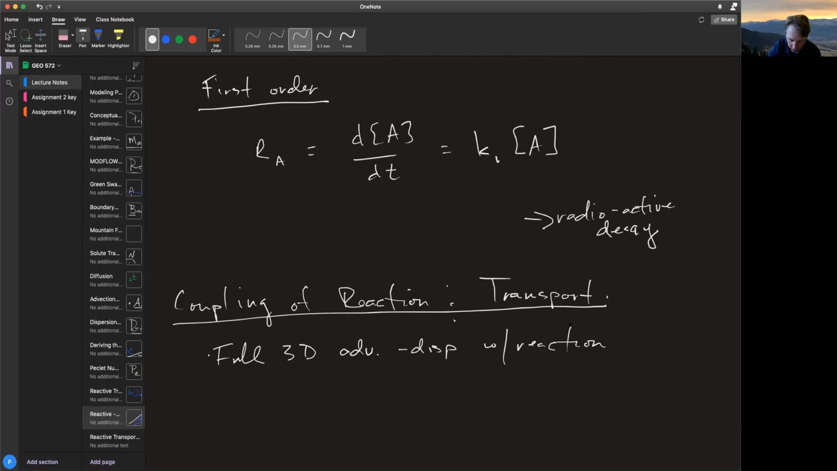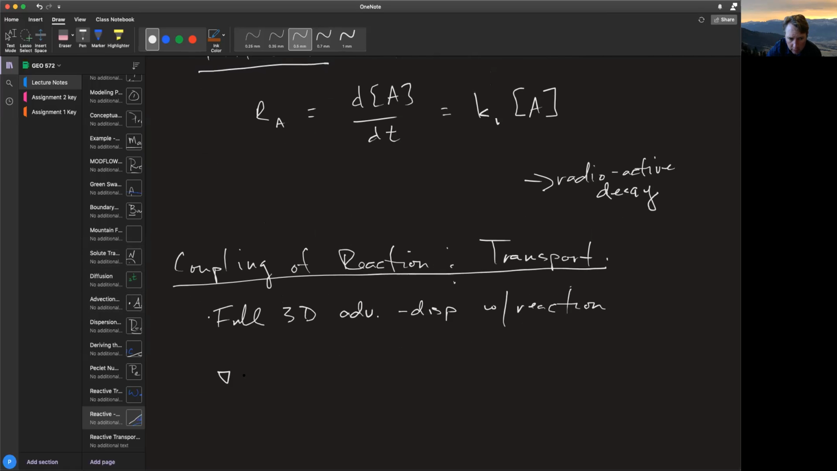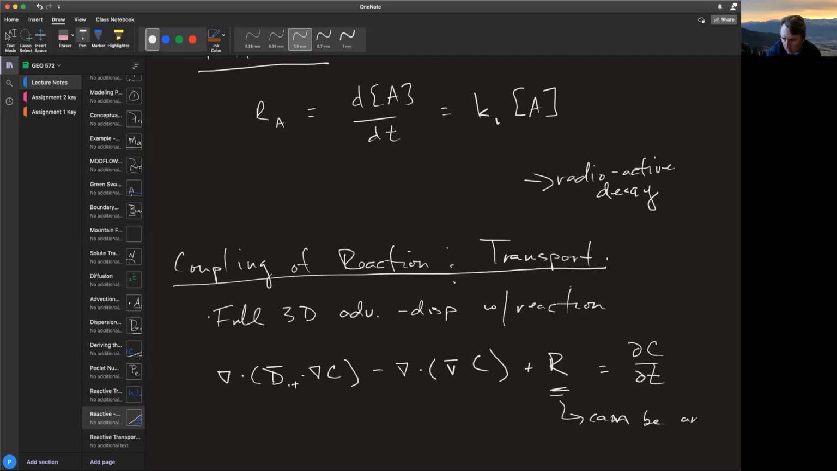And I'm going to write it in compact notation. Gradient dot the hydrodynamic dispersivity tensor times grad C. So that's my dispersive term, minus grad dot V, the velocity field, this V bar means it's a vector field, times C, plus R. All right, these are our reactions, our sources and sinks, is equal to dC/dt. And this R can be any or all of the processes, the reactions we've discussed.